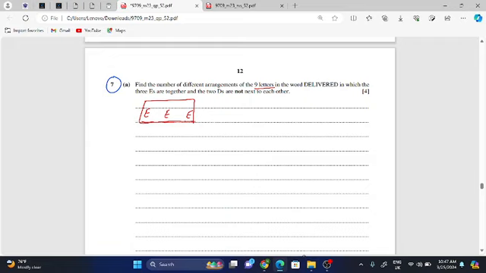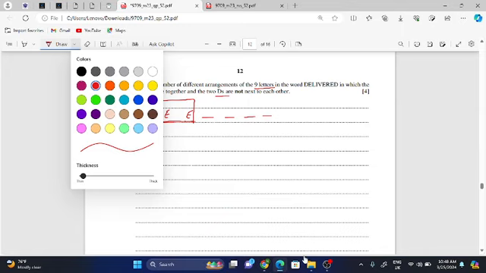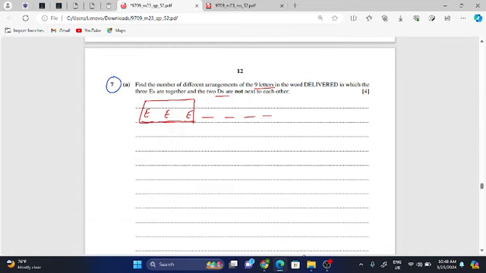Okay, this is a 9-letter word. So 1, 2, 3, 4, 5, 6, 7, and no 2 D's together. So it means that 1, 2, 3, 4, and 5. There are basically 5 possible positions without the restriction on D. The E block will be treated as a single unit, this is second, this is third, this is 4, and this is 5. So 5 possible combinations are there through which I can make a combination.